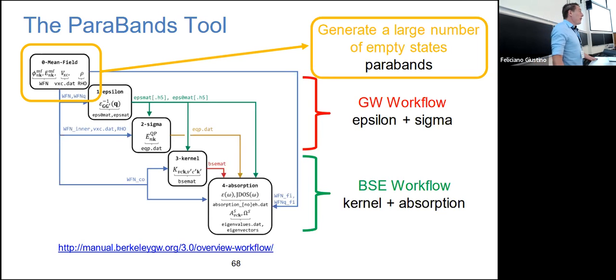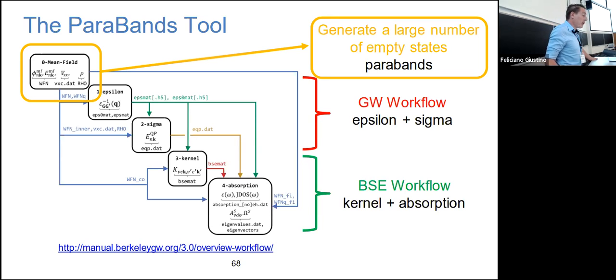So many times, one of the complaints that we received is that it's very difficult to generate a large number of empty states as required in order to converge GW and BSE. And this is essentially the nature of the iterative solvers. They work very well if you're interested in a lower part of the spectrum, 5%, 10%, but they often fail if you need 50 or 60 or more percent of the entire spectrum. In this case, direct solvers are the solution.